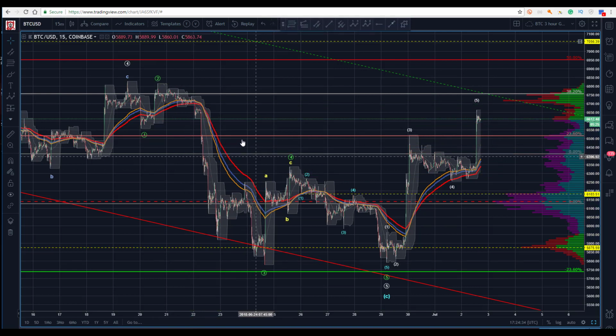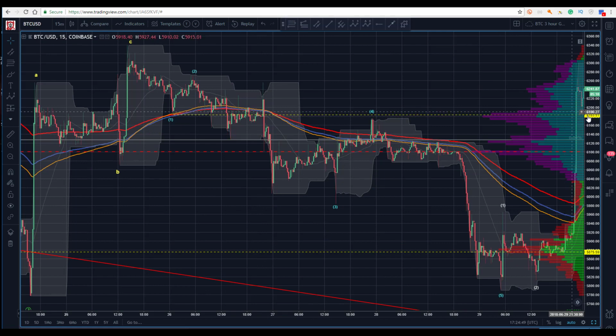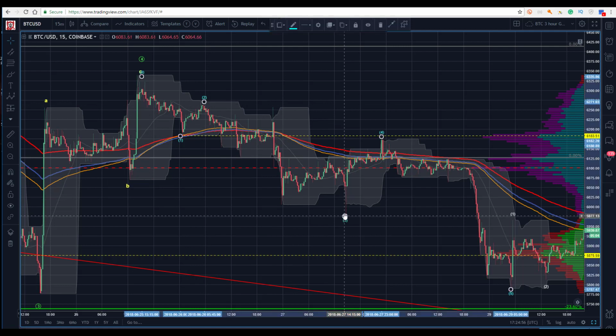So if I take that off here, we can try and break the count down. I can get a good 3. I've got my A, B, C into my 4 here. Now it's a little tricky to know how to count this. It could be a couple of different things. But I'm sticking with this because I like the relationships here. So I've got a 1, 2, and now this is kind of a bizarre 3.